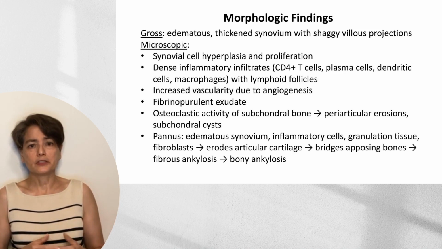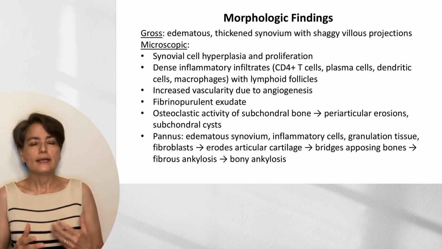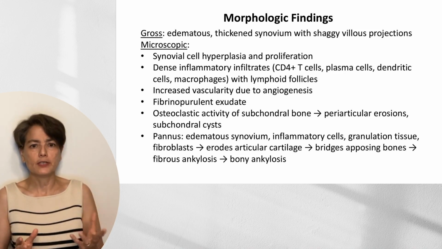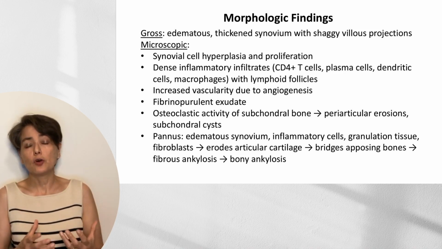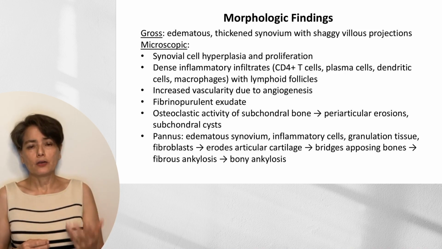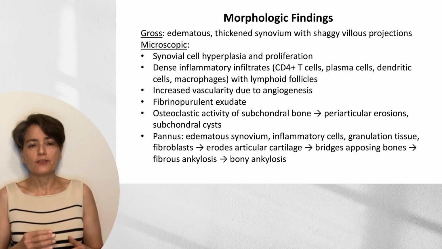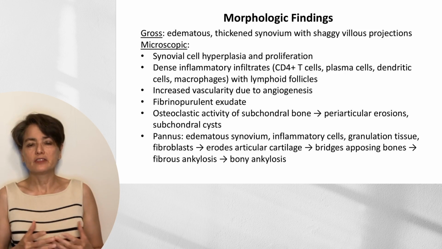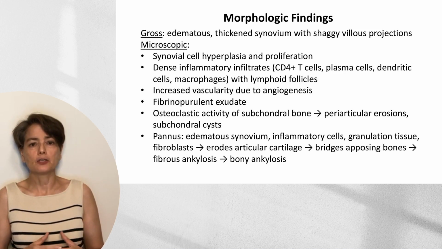Microscopically, we'll see that synovial cell hyperplasia and proliferation, a dense mixed inflammatory infiltrate with T cells, plasma cells, dendritic cells, and macrophages, and it can be so pronounced we even see lymphoid follicles. We're going to have an increased vascularity due to angiogenesis, and we can have a mild fibrinopurulent exudate because there will be some neutrophils involved. Osteoclasts, as I mentioned, are ramped up, so we'll see osteoclast activity of the subchondral bone, which can result in periarticular erosions and subchondral cysts.